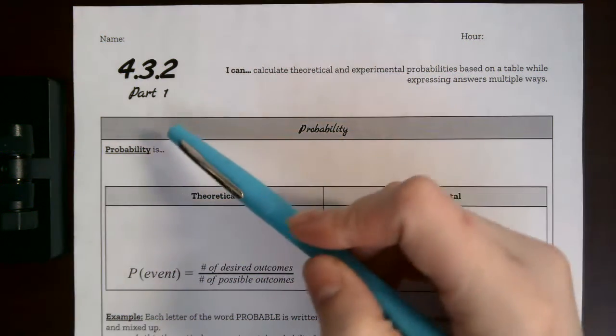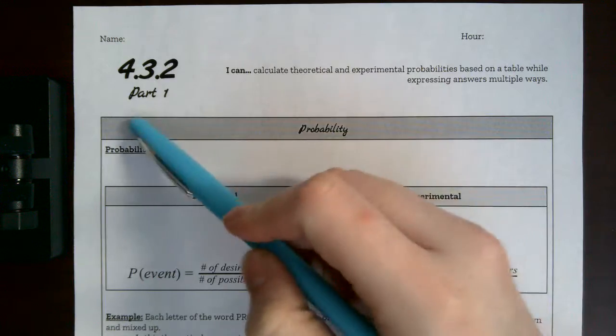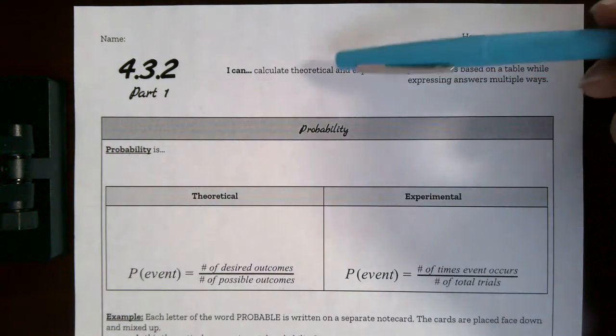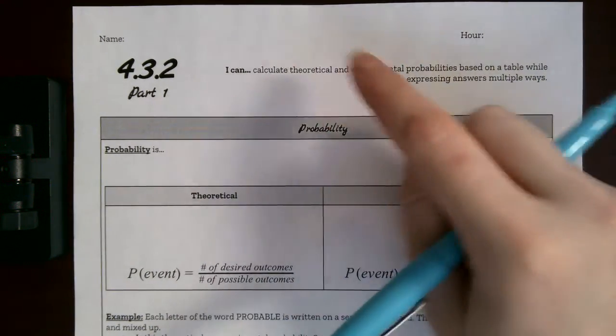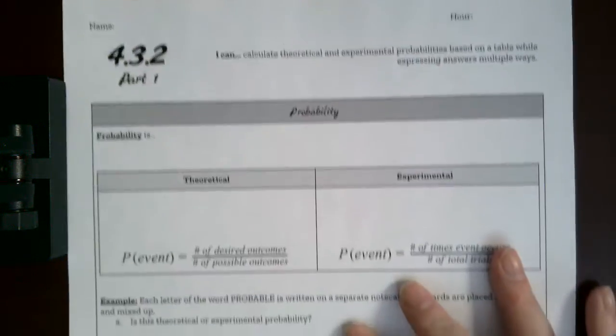Hello, in this video we're going to go through Learning Target 432. This is going to be part 1 of our notes, which is on calculating theoretical and experimental probabilities. Today we're focusing on theoretical mostly, but we're going to define both.